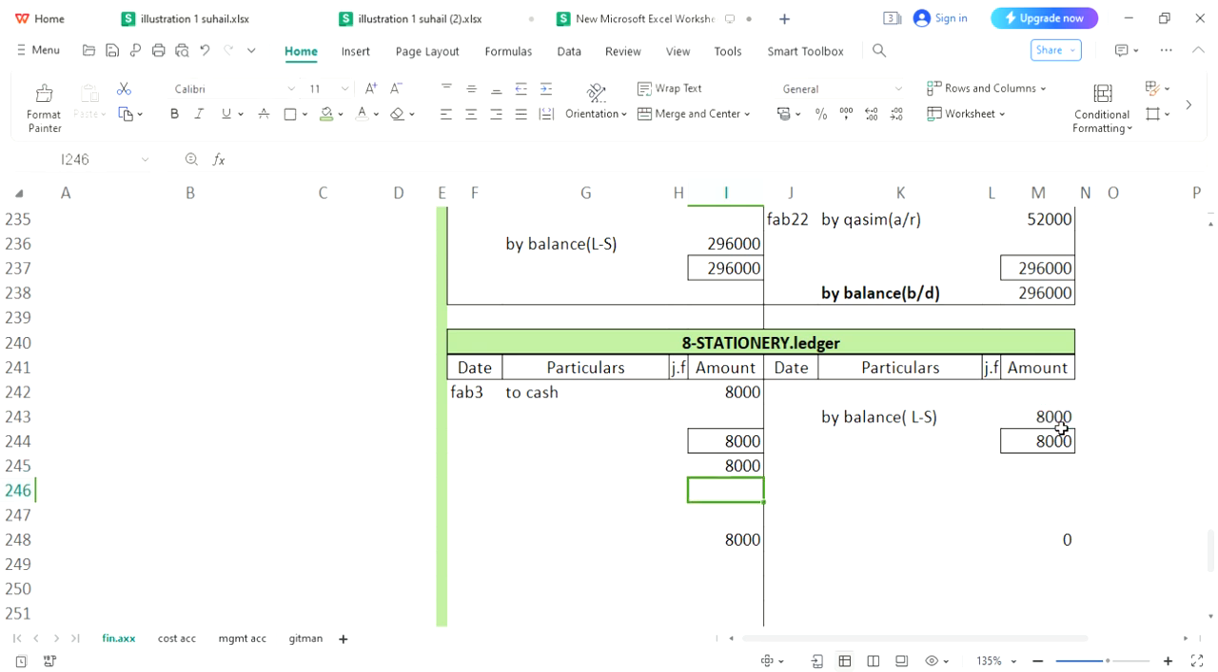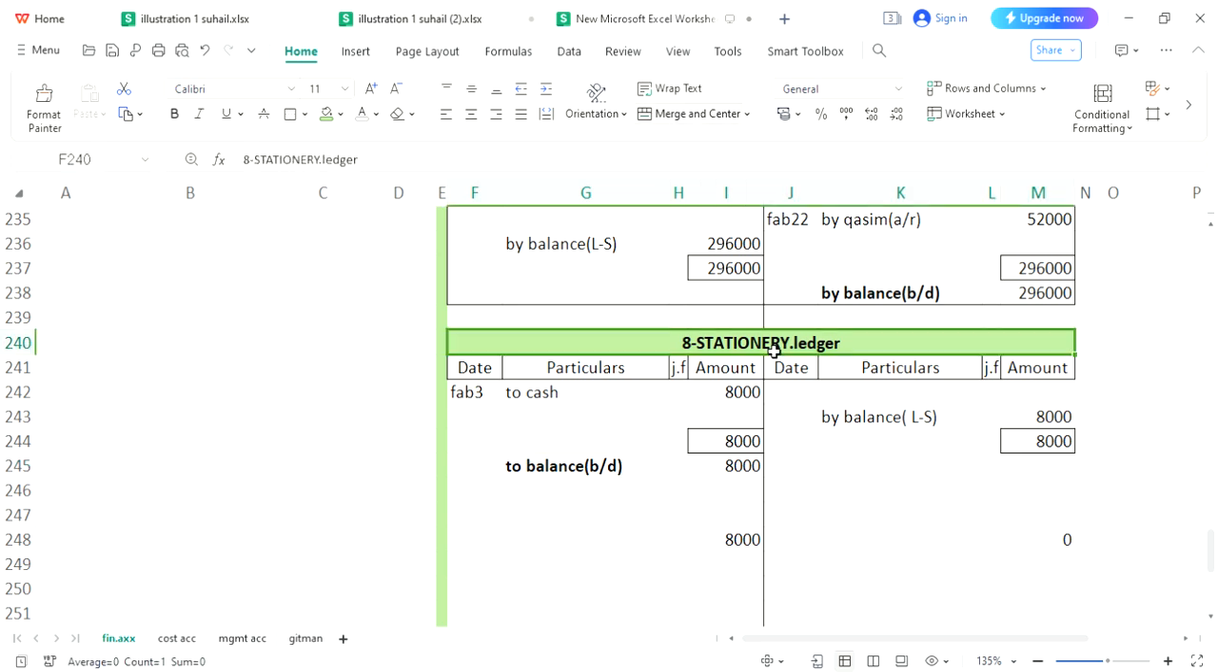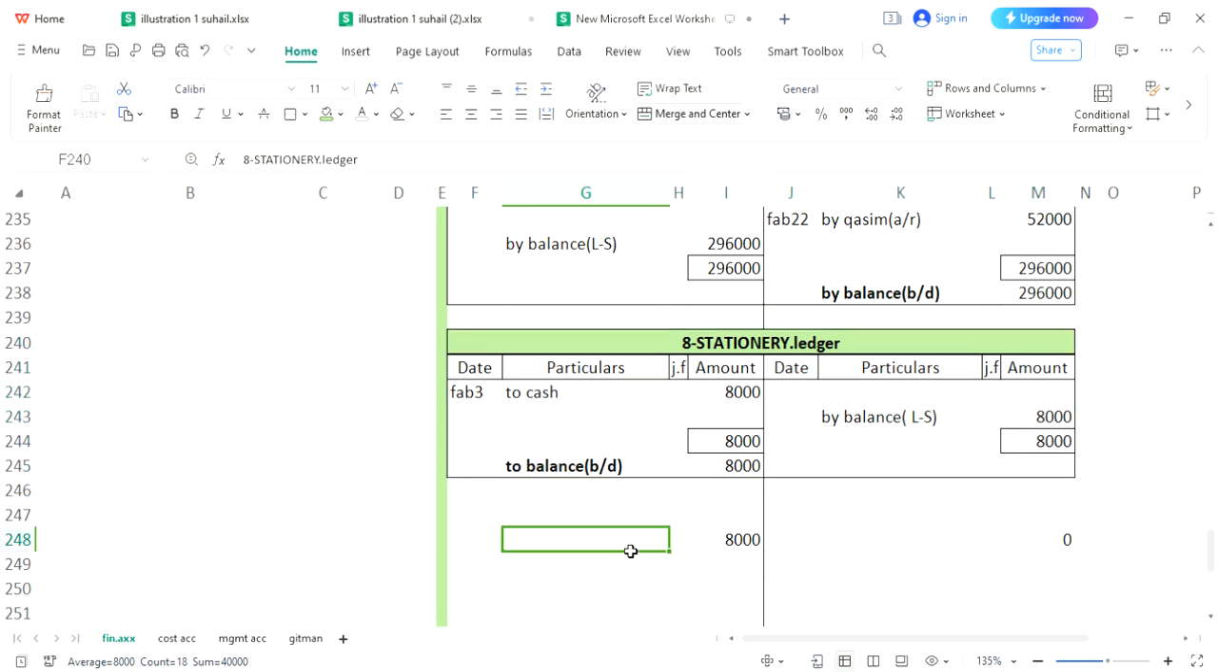But since you have brought this balance down, you will change its title and write To balance, but balance would be written as BD. BD stands for brought it down, as you have brought this balance to the downward side. This was the sole purpose of making your ledger. It means the ledger of stationery is completed as we have calculated the balance brought down. So we are marking it as a completed ledger by putting a line after balance brought down.